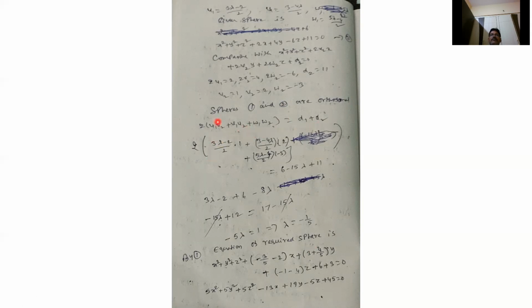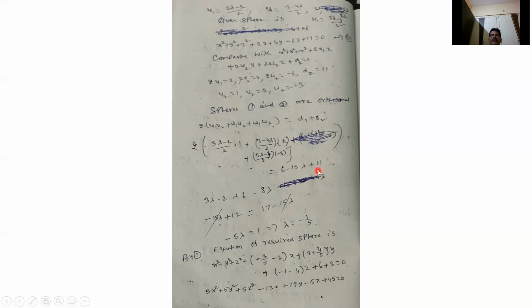So what is u1? u1 is 3 lambda minus 2 by 2, and u2 is 1. v1 is 3 minus 4 lambda by 2, and v2 is 2. w1 is 5 lambda minus 4 by 2, and w2 is minus 3. d1 is 6 minus 15 lambda, and d2 is 11.